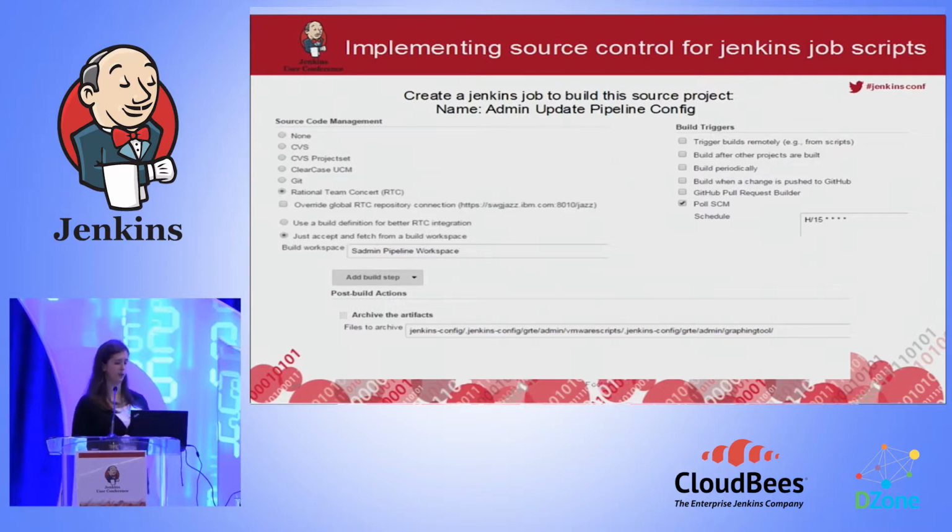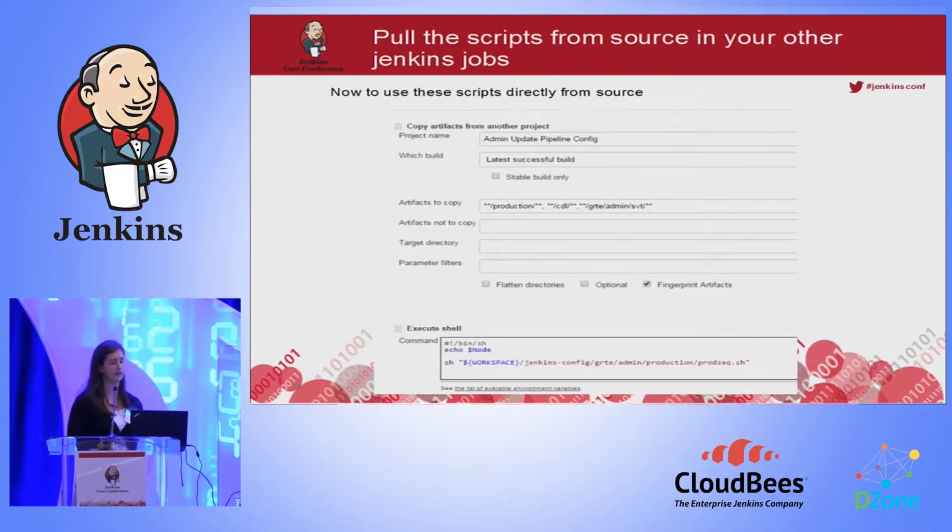And this is how you would set up that job to build that source repository. We're using RTC in this case, which is an IBM source control. You just build it, and then you archive all the files. That gives any other job in your Jenkins environment the ability to copy artifacts from this job and use them. So if you make changes in source, then all the jobs will get them as soon as it builds. And this is an example of the build step that would copy artifacts from that job, and copy the specific artifacts that it needs to run or execute.